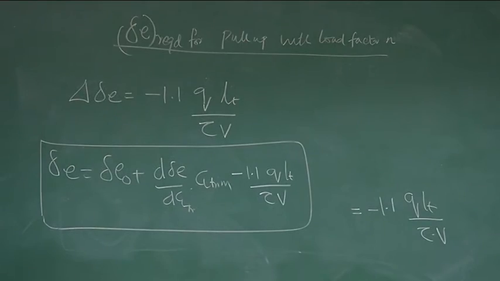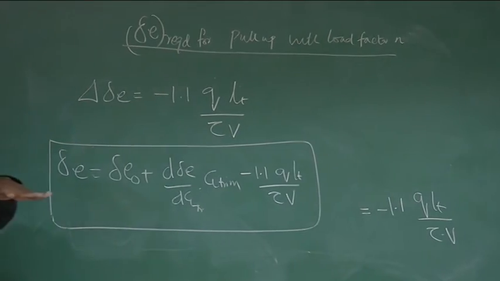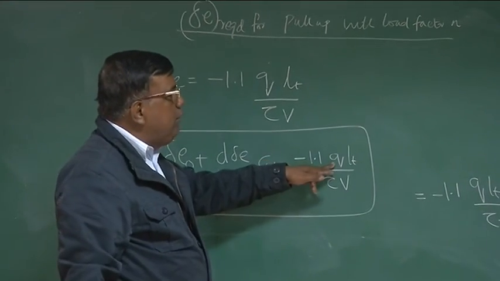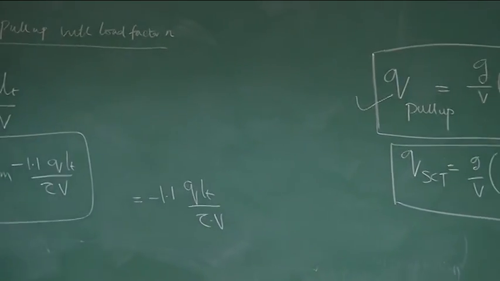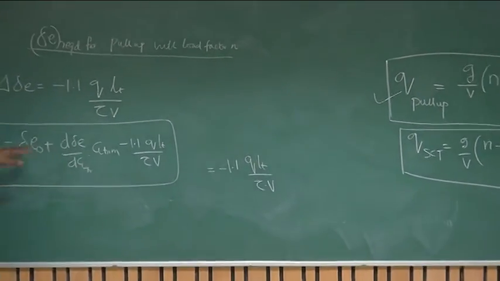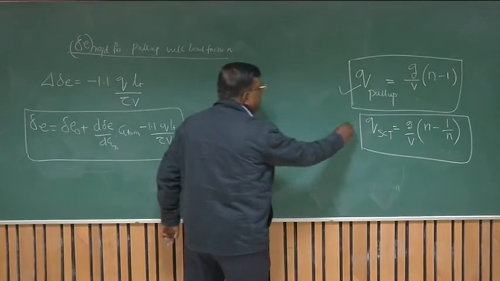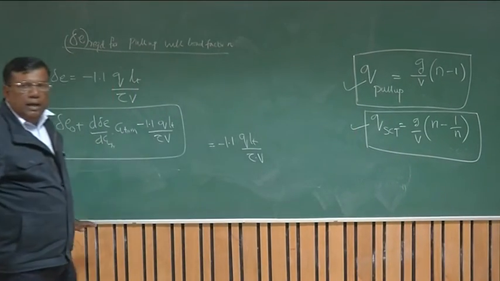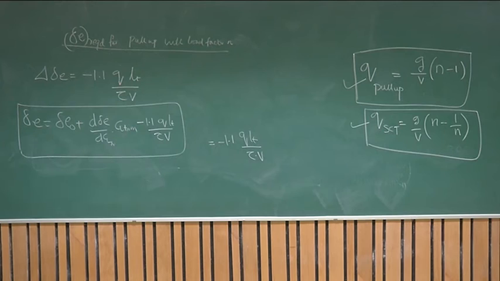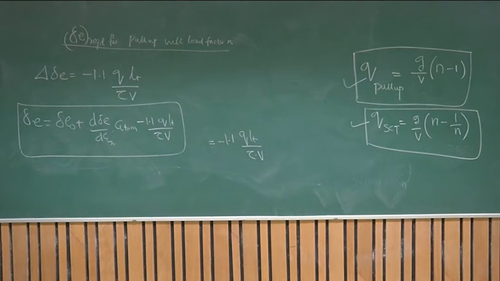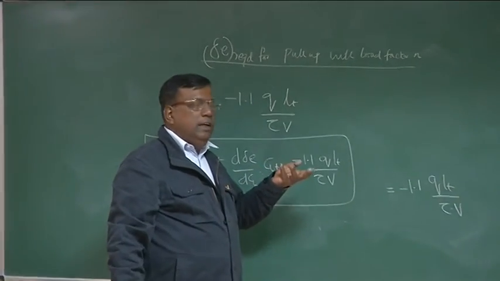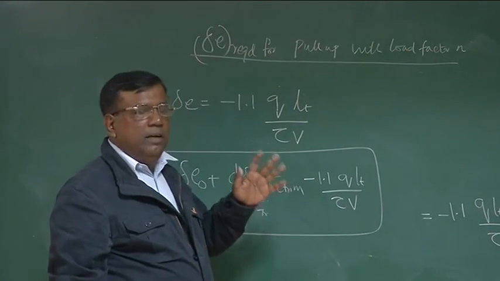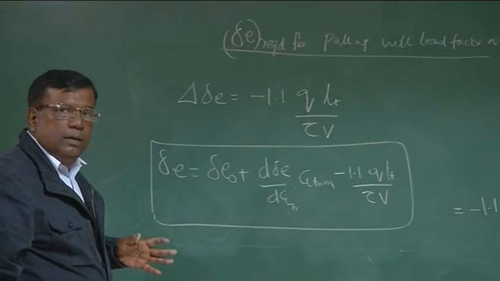Okay? So if I ask you a question, if I am going for a pull-up, then what q should I use? For pull-up, I should use this q. If I am going for a steady coordinated turn, which q should I use? I should use this q. That's all, as simple as that. That answers the question, how much delta E is required to trim the airplane for a particular pull-up or a particular steady coordinated turn, for a given load factor n, correct?